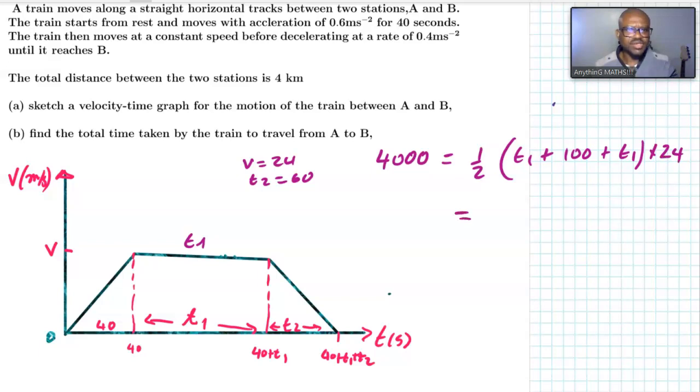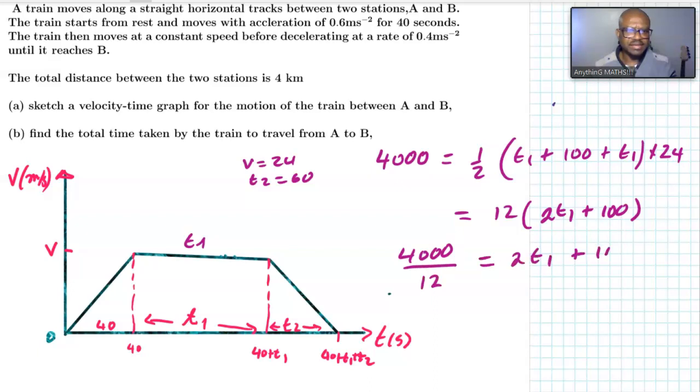And this works out to be 12. We're going to get 2T1 plus 100. You divide through, you're going to get 400. Divided by that should be equal to 2T1 plus 100.